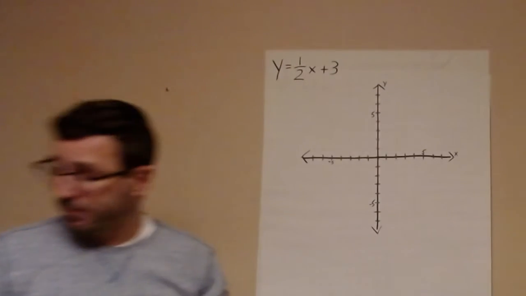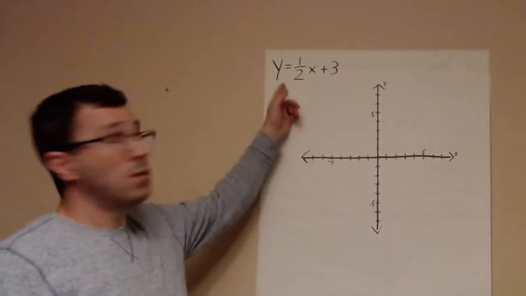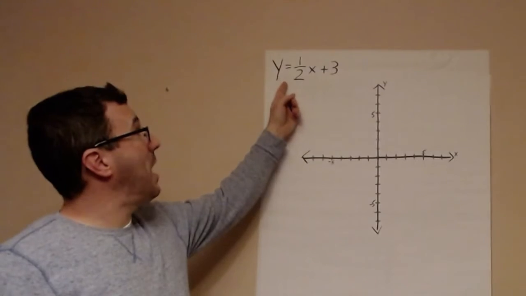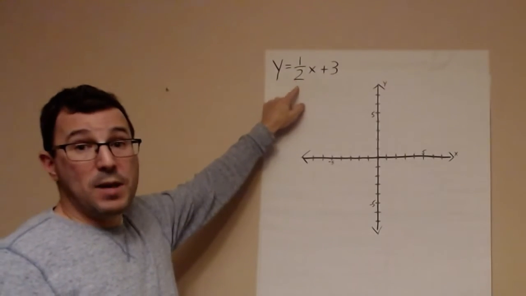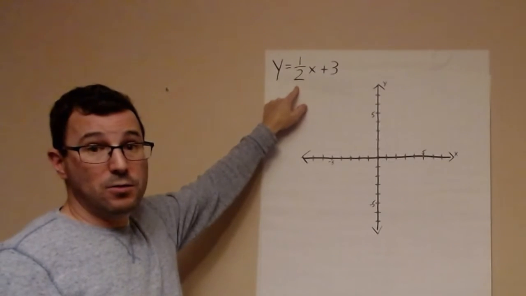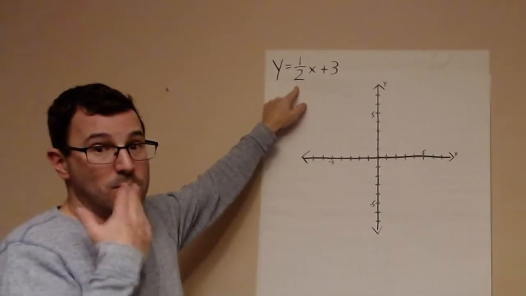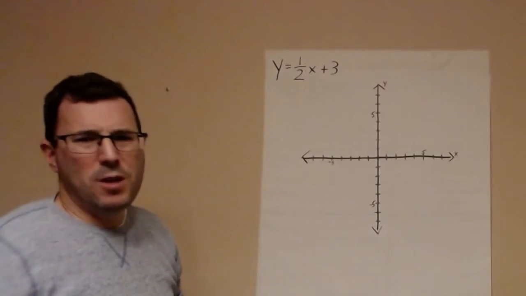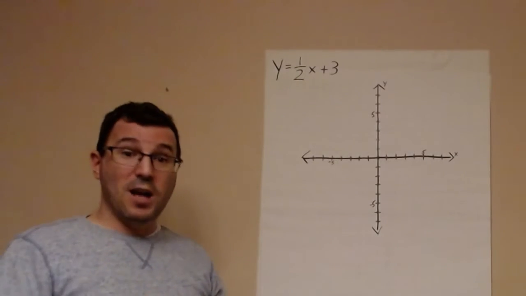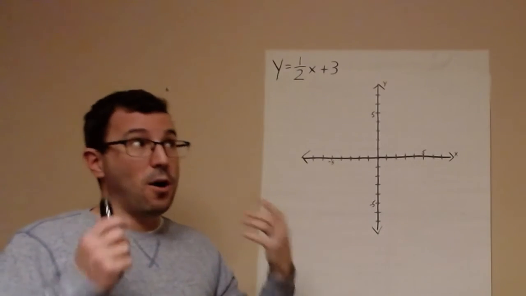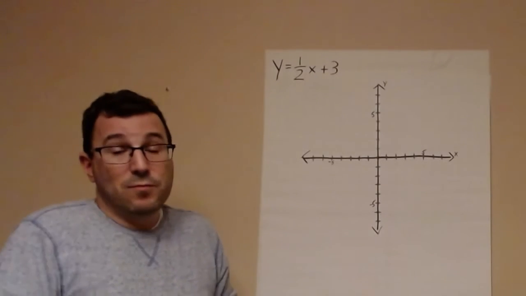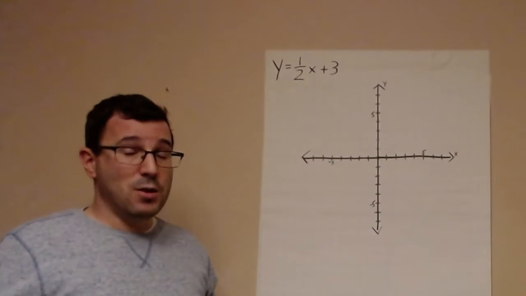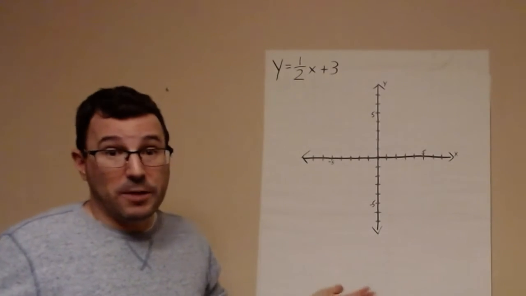Let's do another one. Here we have y equals 1/2 x plus 3. This time we have a fractional slope coefficient. We know it's the slope because it's in front of the x variable. Our slope is always in front of the x variable. But I'm still going to put the template because you guys are still learning.